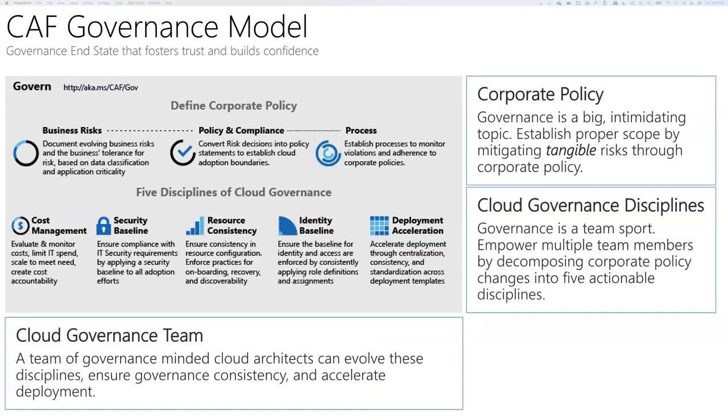So that leads us into the governance model. So really, it breaks down into 5 disciplines of cloud governance. I like to refer to them as pillars of cloud governance. There's cost management, security baseline, resource consistency, identity baseline, and deployment acceleration. So cost management is really understanding cost and how we're spending or consuming Azure.